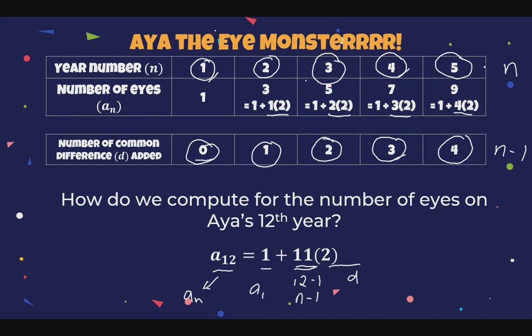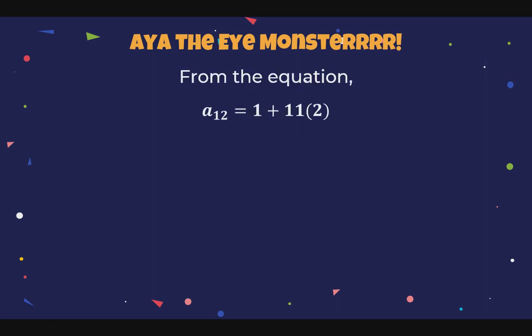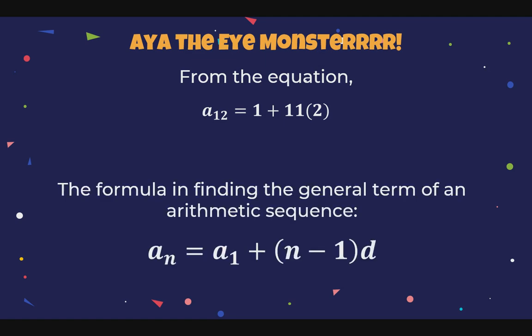And using these details here, from this equation, the formula in finding the general term of an arithmetic sequence is a sub n, or the general term, the term that we want to find, is equal to the first term a sub 1 plus quantity n minus 1 times d. Again, the n stands for kung pang ilan yung term na gusto mong hanapin, and d is the common difference.